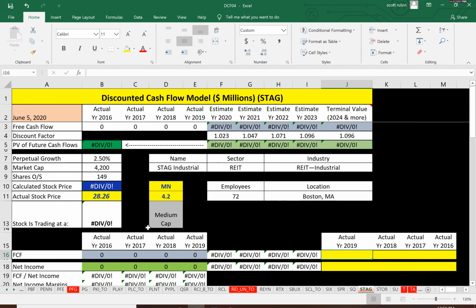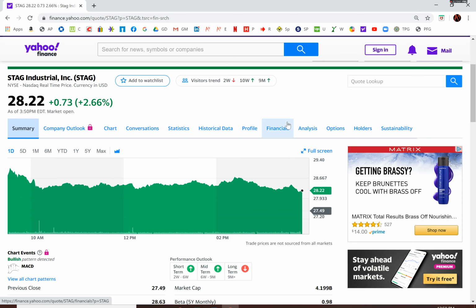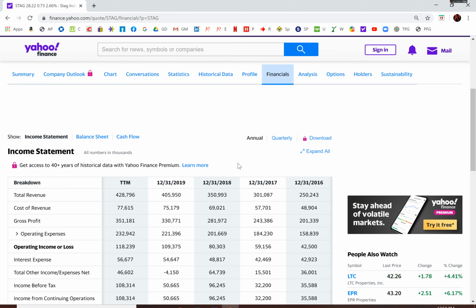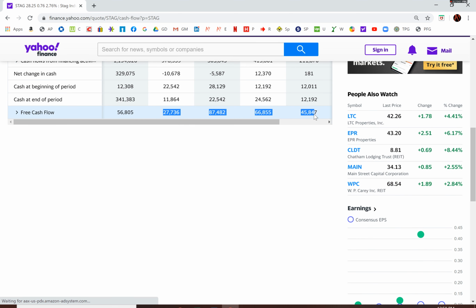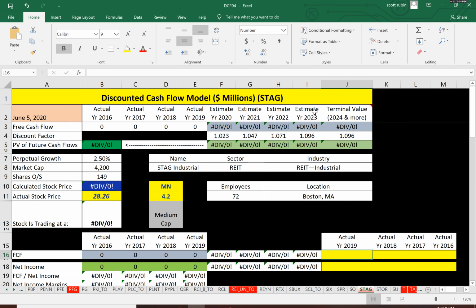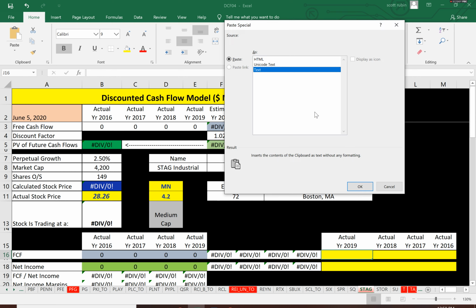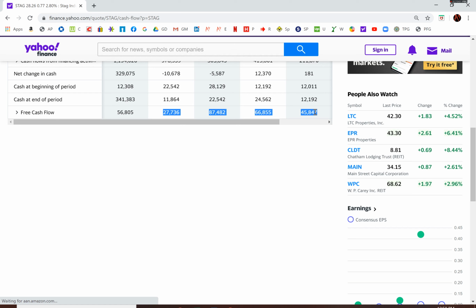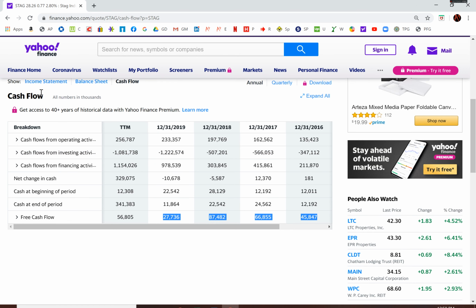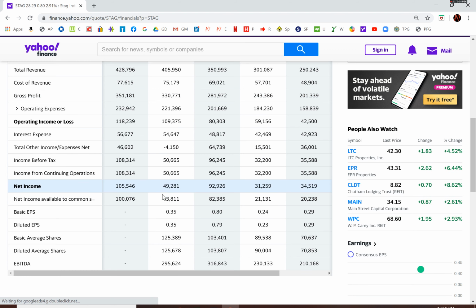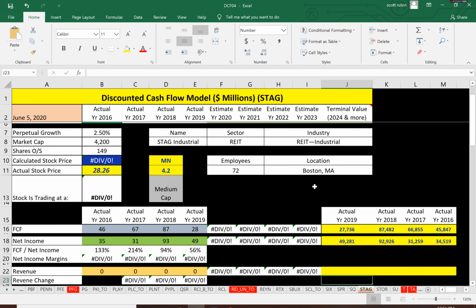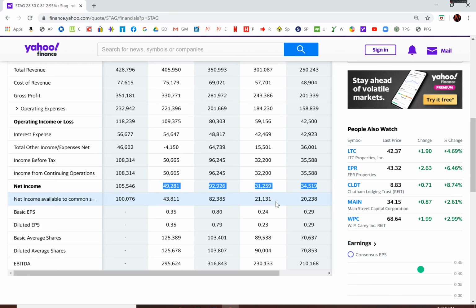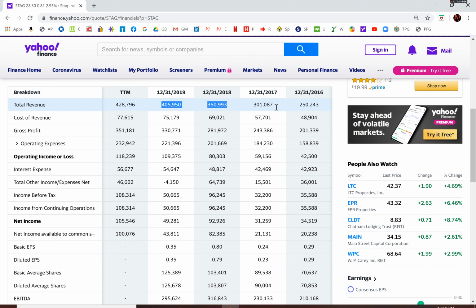We need the actual free cash flows, and let's go back to Yahoo and go to the cash flow section, and we can pull 4 years of cash flows. It's all positive, so that's a good sign. Now the net income, that's on the income statement, and that's a profit and loss for a given time period. Also positive, good sign.